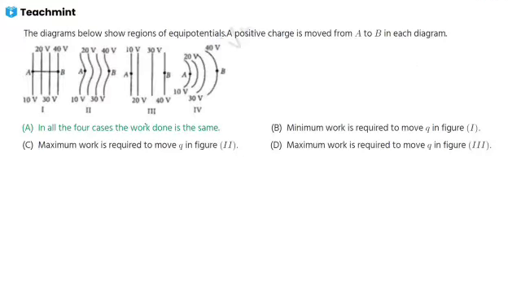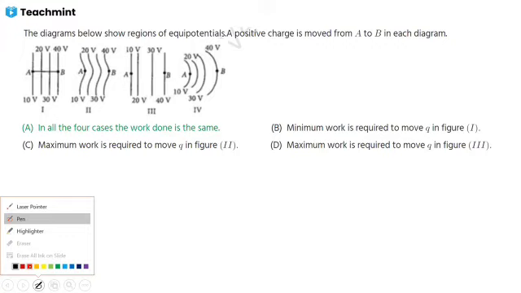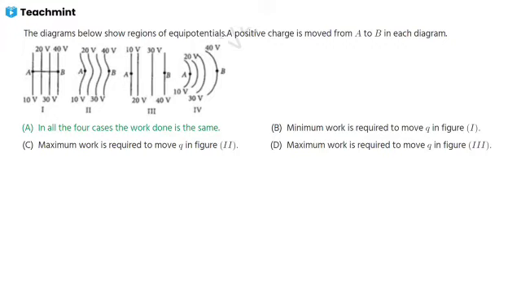The diagrams below show regions of equipotentials. A positive charge is moved from point A to B in each diagram. So observe, children, all of you here. What is the potential difference? At point A it is 10 and at point B 40. And here also point A 10, point B 40. And here also at point A 10, point B 40. And here also at point A the potential is 10 and here it is 40. So in all the diagrams, what is the potential difference between the 2 points A and B? Same, no?